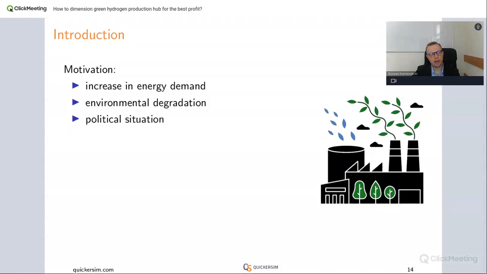Actually, in the world, we have an increase in energy demand, and we know that fossil fuels are finite, so we need to search for alternative energy sources. We also have environmental degradation. This means that we need to search for fuels which are more environmentally friendly. And we also have a difficult political situation. Now we have a war in Ukraine. We try to be more energy independent, so we search for solutions for that. A potential answer to those needs is hydrogen.